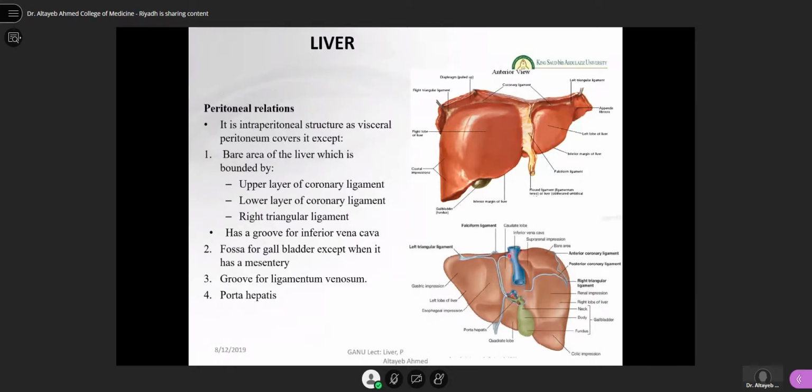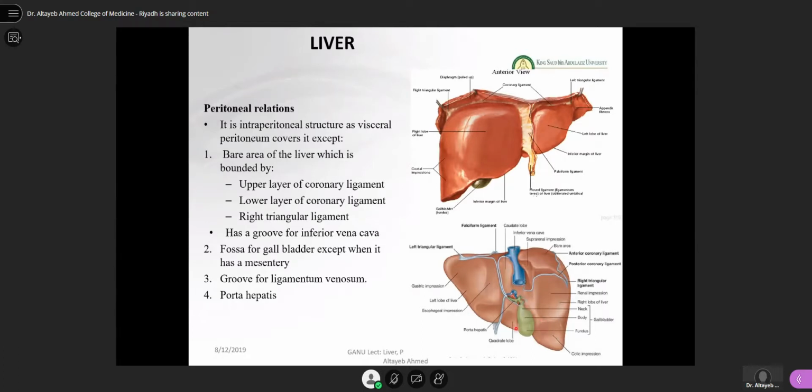and sometimes the inferior vena cava may be completely embedded within the liver, and this is clinically important because if it is completely embedded and there is a tumor in the posterior aspect, this may result in compression of the inferior vena cava with dilatation of the lower limb and abdominal veins and hemorrhoids. Okay.